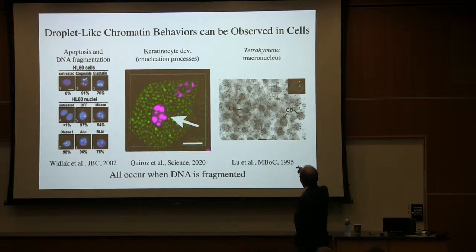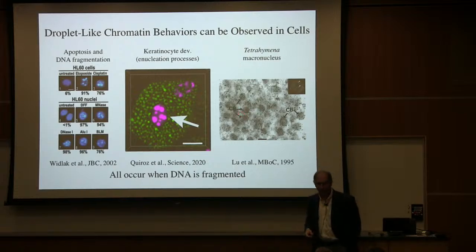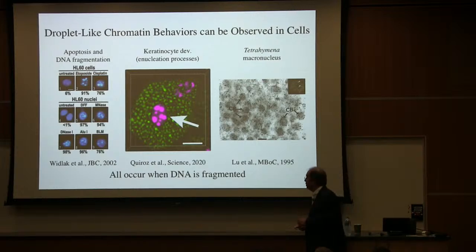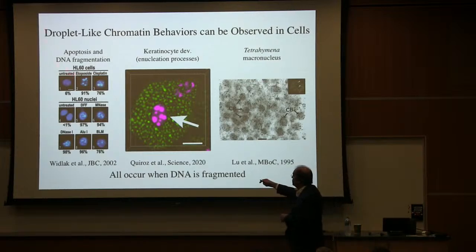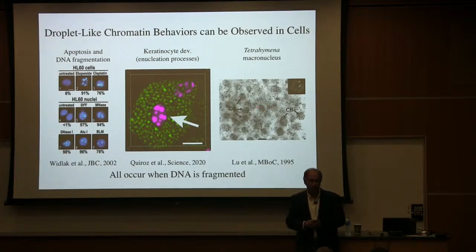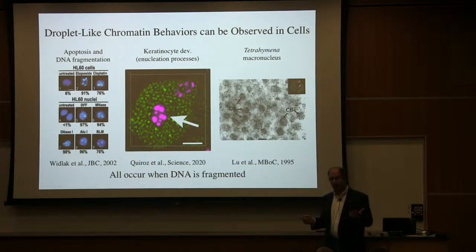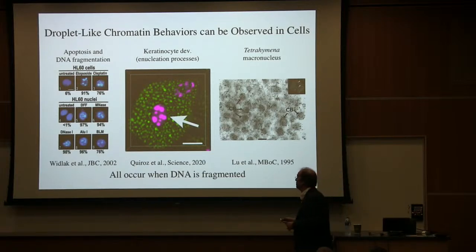The other place that has been observed for many, many years, decades now, is in the macronucleus of Tetrahymena, where the heterochromatin is organized into roughly spherical structures that have been called chromatin bodies. And the surrounding lighter regions in this EM micrograph is the euchromatin in these organisms. Now, the question is, is there anything that unites these 3 biological processes? And one thing that jumped out to us is they all occur when DNA is fragmented, in small pieces.